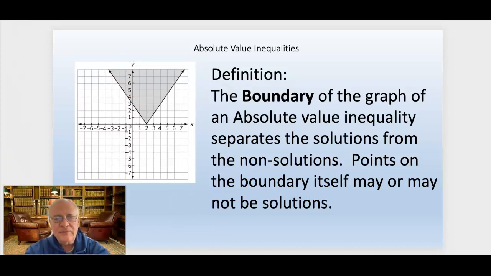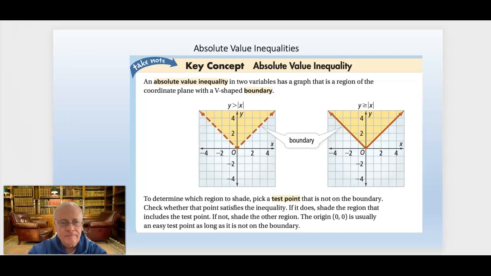Guys, the boundary of an absolute value inequality separates the solutions from the non-solutions. That's what it does, just like when we worked with linear inequalities. And points on that boundary line itself may be a part of the solution, or they may not be a part of the solution. If it's dotted, they're not a part of the solution. And the inequality in two variables has a graph that's a region of the coordinate plane with a V-shaped boundary.